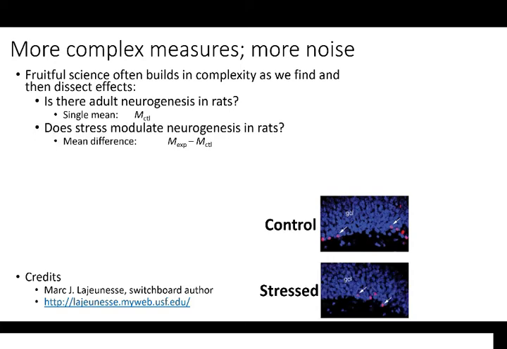So then we might want to start comparing between groups. We might want to look at the control group and their neurogenesis and a stress group. And now what we become interested in is the difference between two means. So we've gone up a level of complexity in the question we're asking.